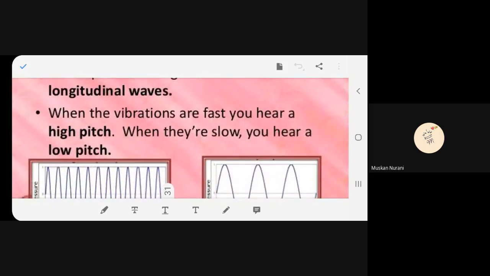Now, when vibrations are very fast, we get high pitch. High pitch means like a whistle. When you blow a whistle, the sound that you get is of high pitch. If you speak softly to someone, that sound is of low pitch. I hope you have understood the difference between high pitch and low pitch.